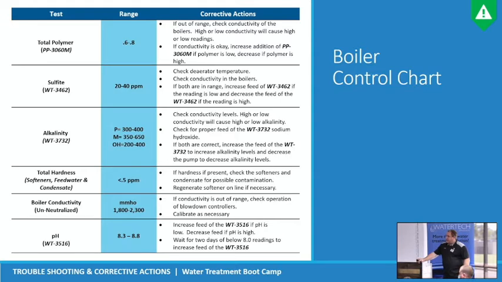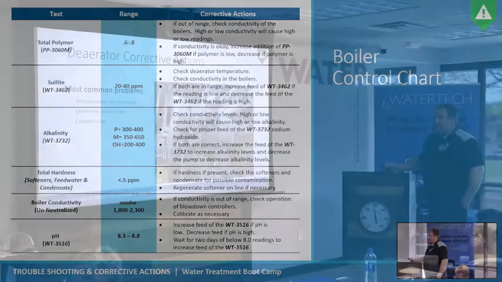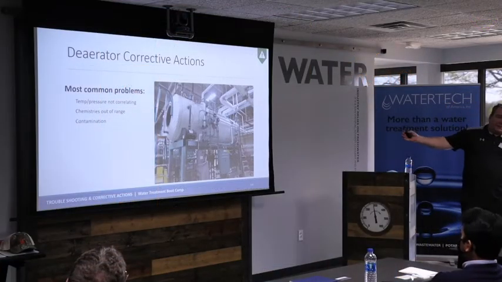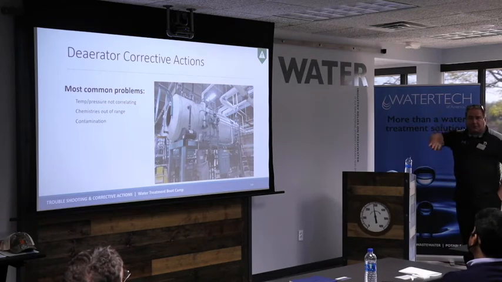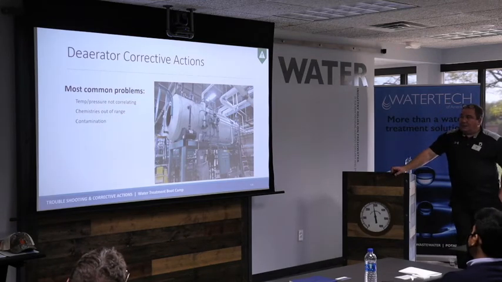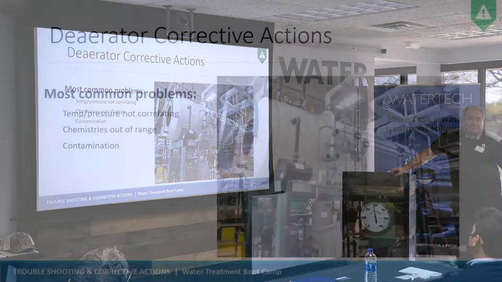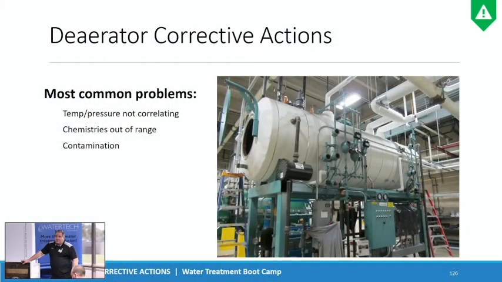So, deaerator corrective actions. Let's talk a little bit about something like this. These are probably the most common problems that you'll see in it. Again, draw from my presentation this morning where we had that curve with temperature and pressure. Temperature and pressure aren't correlating because something could be venting more out of a deaerator. It's not holding pressure. It's not building pressure. It's not getting temperature. Well, typically when it does all that, it's coming from the steam system itself.